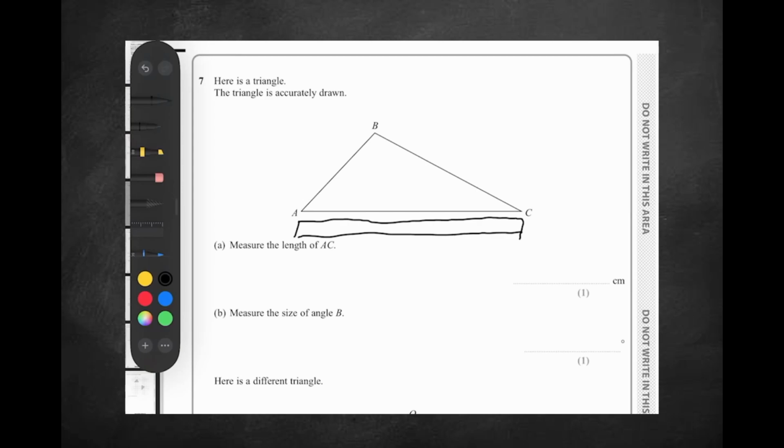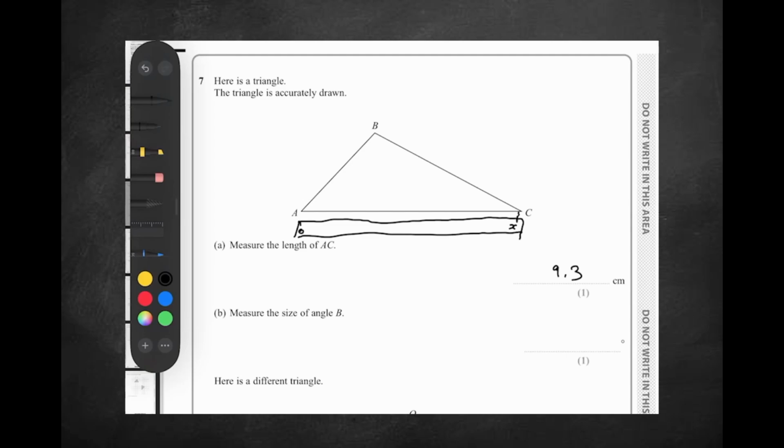Poorly drawn ruler as usual. And just make sure your 0 is on A, and then whatever C is will be your answer. And the mark scheme accepts a couple of centimeters either way, and the answer is 9.3 centimeters.